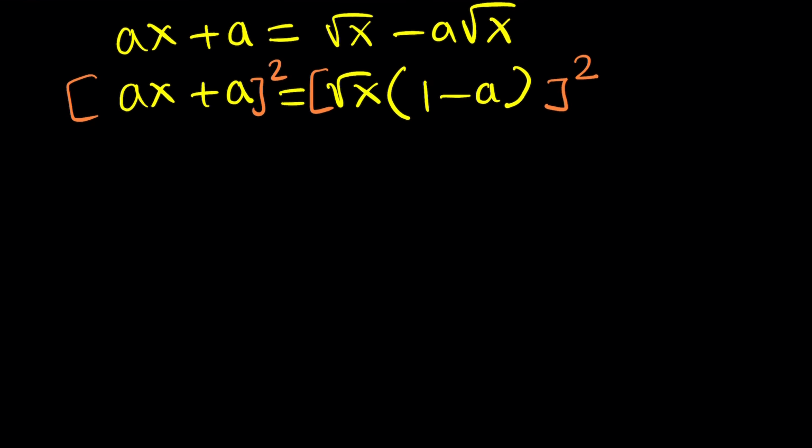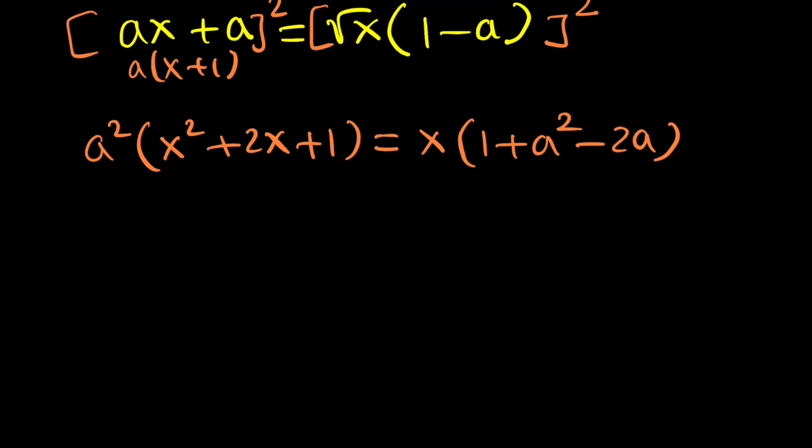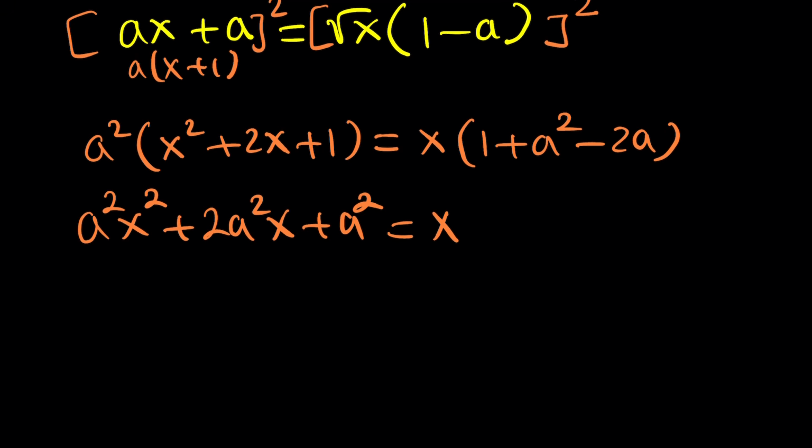Now, let's go ahead and square the left-hand side. You could also do this. Maybe that'll make it a little easier. I don't know. But this will be a squared multiplied by x squared plus 2x plus 1. On the right-hand side, you're going to have x times 1 minus a quantity squared, which is 1 plus a squared minus 2a. I write it in different ways. Don't worry about it. It's the same formula, okay? Now, we're going to get a squared x squared plus 2a squared x plus a squared. And then from here, we're going to get x plus a squared x minus 2ax.